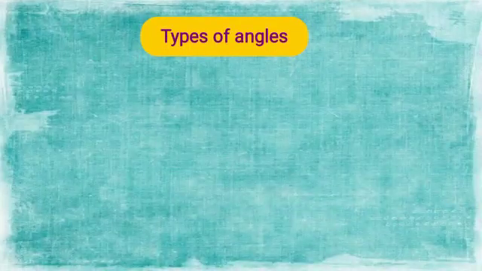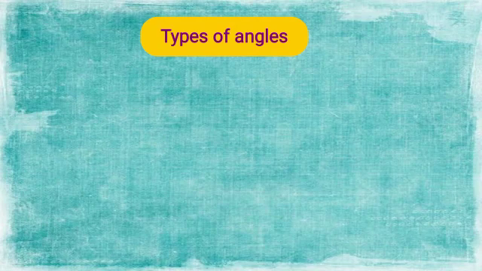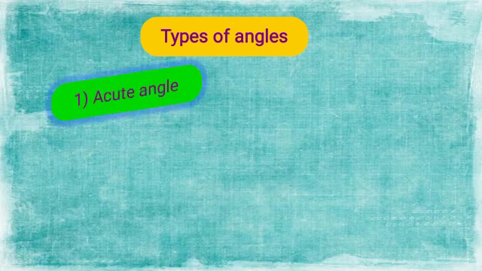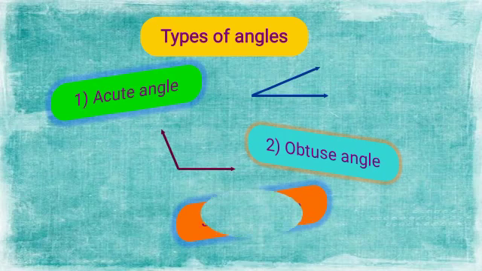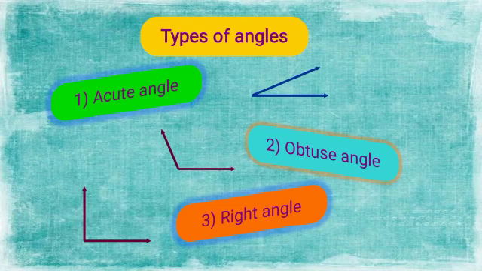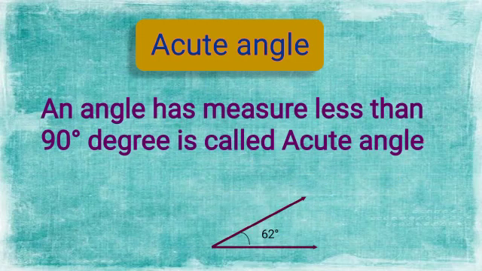Now, types of angle. Again, these three types you have already learned in the previous class. So quickly just recall, we have three types of angle. The first one is acute angle. Next we have obtuse angle. And the third one is right angle. Now quickly we will see what is the definition of acute angle, obtuse angle and right angle.